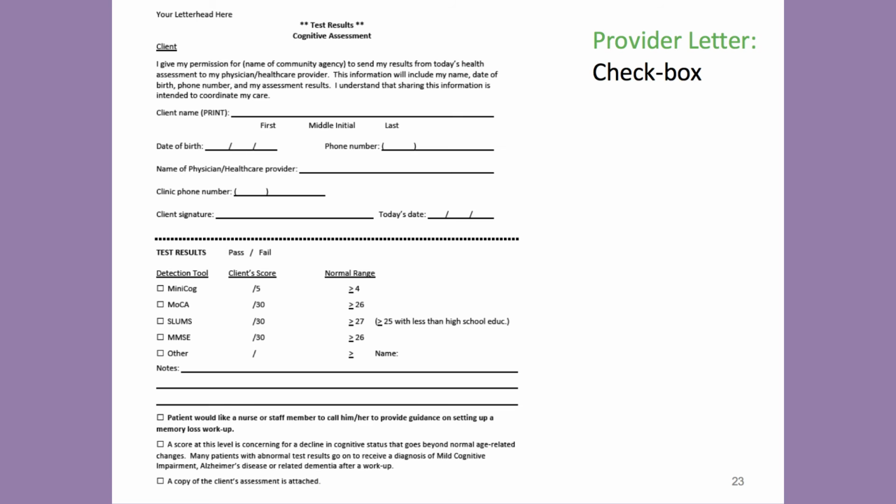The first is again asking the clinic to take action by contacting your client to help set up a memory loss workup. The second box is again emphasizing that many patients with abnormal test results go on to receive a diagnosis of mild cognitive impairment or dementia. If you choose to attach a copy of the actual assessment tool that you've used, you can also check the third box.